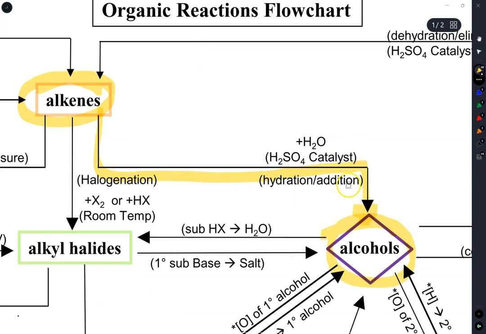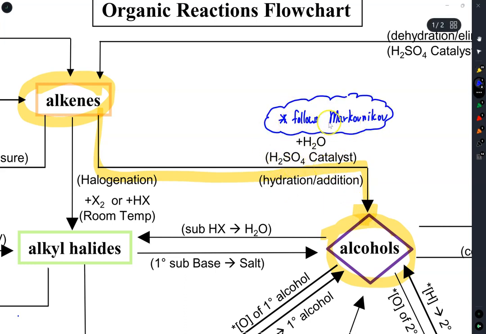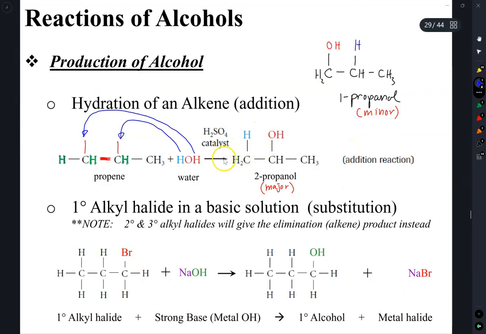It is an addition reaction, also known as hydration, because a water molecule is added in. Sulfuric acid is used as a catalyst, and it also follows Markovnikov when determining where the placement of the hydrogen and the hydroxide will be. So when the multiple bond breaks, which side is more likely to receive the hydrogen and which side is more likely to receive the hydroxide? Because both possibilities are going to occur.